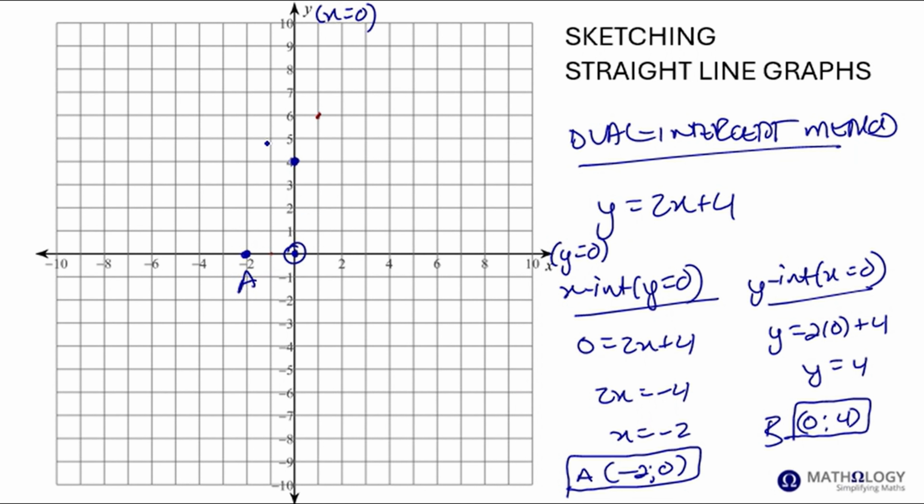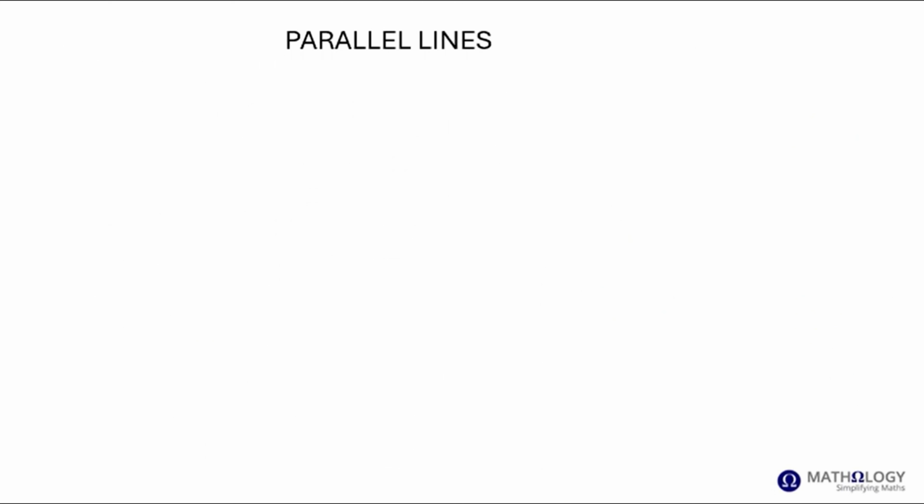Now we've got 2 points. Those are the intercepts of the axes, and we just put a straight line through those 2 points. As you can see, it's much quicker to use the dual intercept method because we've only got 2 points that we need to worry about. So this is the line y equals 2x plus 4.